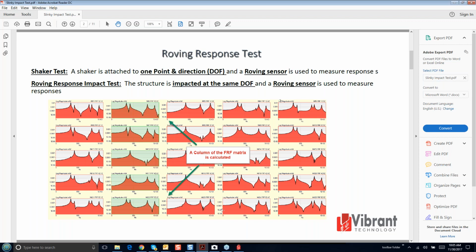Here we see a picture of an FRF matrix. To get mode shapes from a set of FRFs, we typically measure a row or column of this matrix. In a roving response test, we are measuring a column. We'll keep coming back to this, but those are the FRFs that we calculate from our input and response sensor data. A roving response impact test would be similar, except we don't use the shaker. We impact the structure at the same point in the same direction and rove the accelerometer, if we're using an accelerometer. Or we'll look at the Slinky test here in a minute, the transmissibility test where we have two accelerometers. That is another example of a roving response impact test.